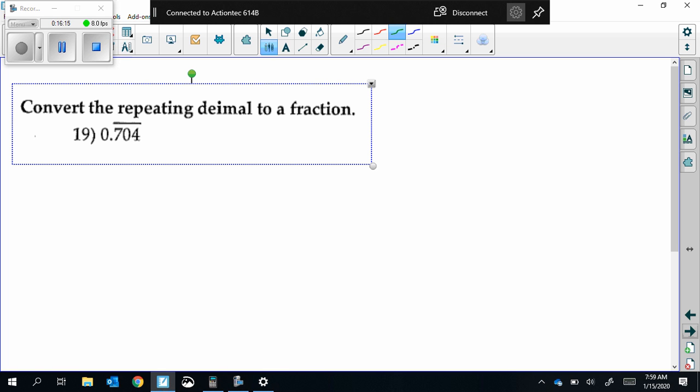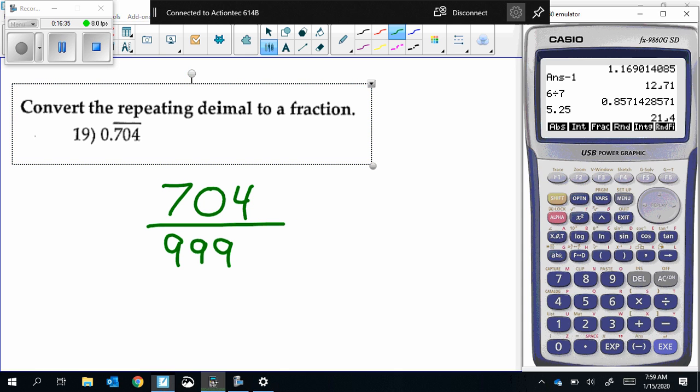Repeating decimal, 0.704 repeating. Really simple trick I taught you guys with this is you write the part that repeats and you put it over 9s. Whatever repeats is going to be over 9. So since there's 3 numbers here, it's got to be over 3 9s, over 999. And super easy to check is you just type it in, 704 divided by 999. 704, 704, 704. That's it.